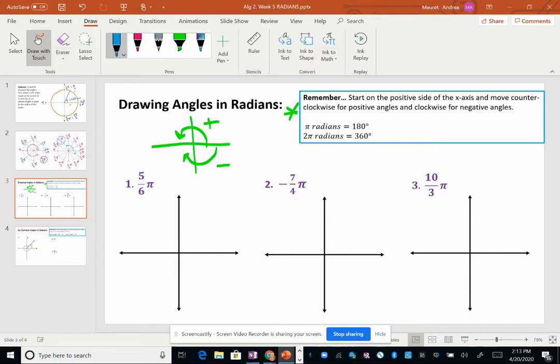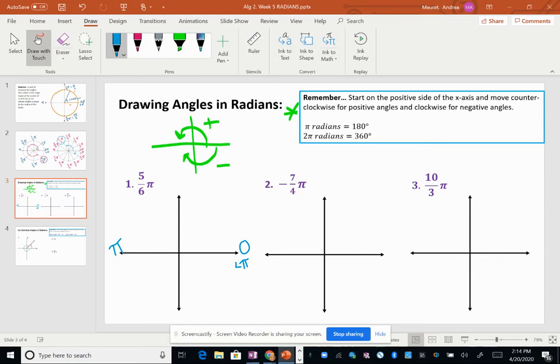So we'll look at the first example. We're going to draw an angle that's 5/6 of pi radians. So knowing that this is 0 and over here is 1 pi, and all the way around the circle is 2 pi, then where would 5/6 of pi be?